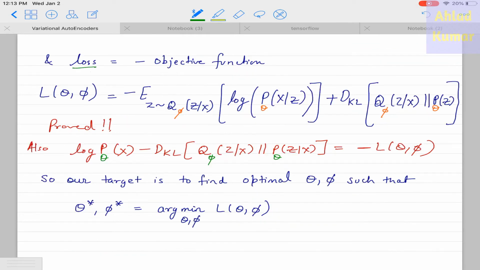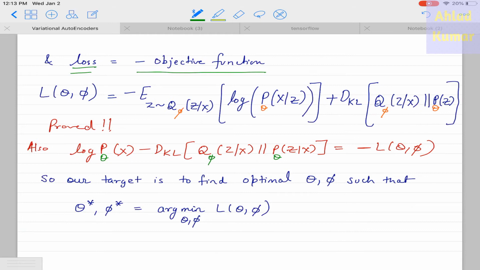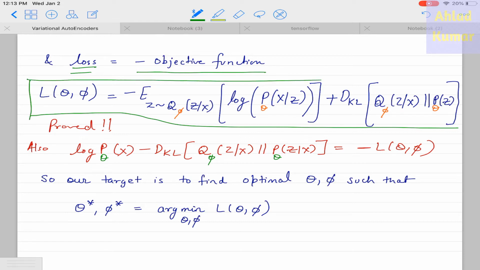So the loss function is basically minus of the objective function that we have written over here. So once you take the minus of that, you will obtain this expression, and this is what we were trying to prove in the very first start when we started this complete series on variational autoencoders. So this is the final loss function that we obtain for the variational autoencoder. So now you can see it's very simple to derive this once you know the concepts of probability and KL divergence along with expectation operators.